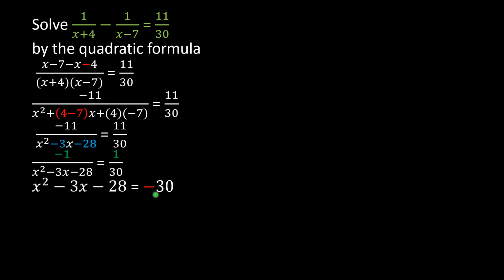Now we will bring this minus 30 on the left hand side. So it will be plus 30 minus 28, which is plus 2. Now this is the quadratic equation which is in regular form. Now we will write the values of a, b and c. We have a equals 1, b equals minus 3, c equals 2.